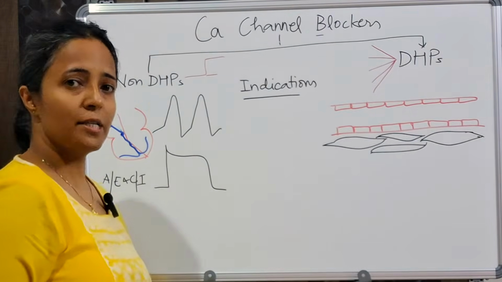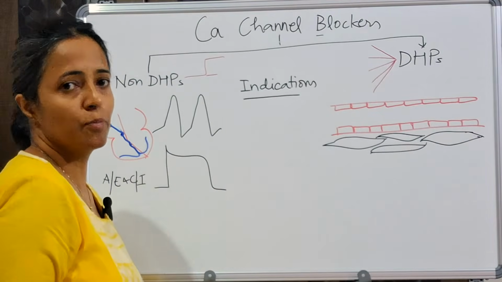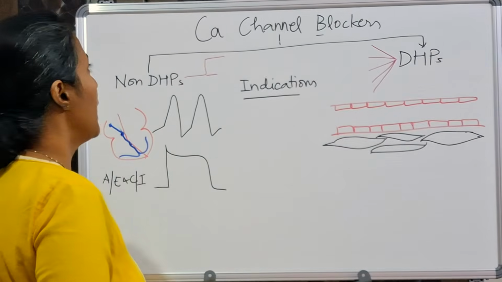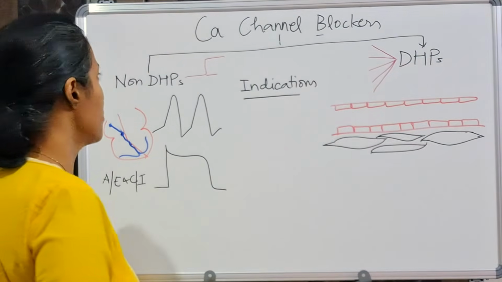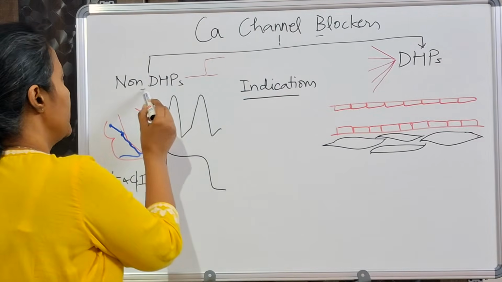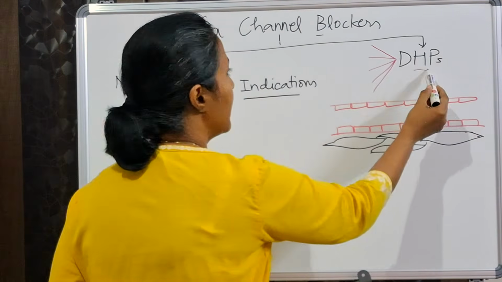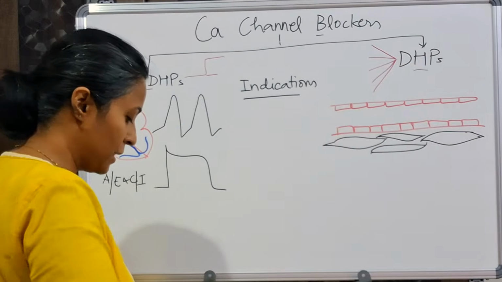In this video, we will talk about calcium channel blockers. As the name suggests, calcium channel blockers block the calcium channels. These calcium channel blockers are broadly classified into two types: non-dihydropyridines and dihydropyridines, based on their chemical nature.